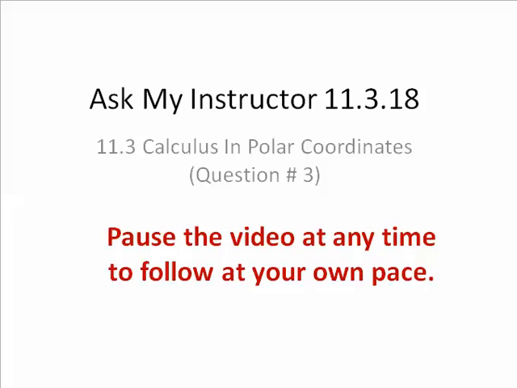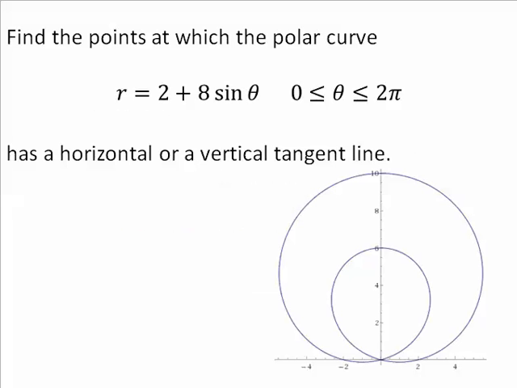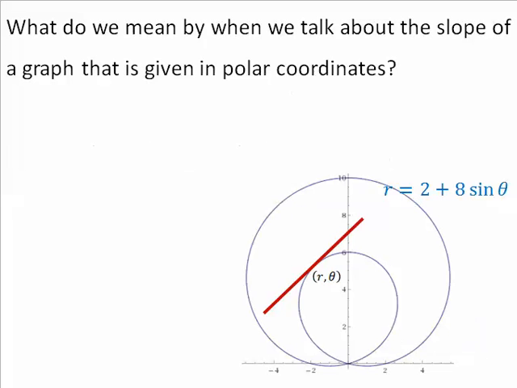Ask My Instructor 11.3.18. Find the points at which the polar curve has a horizontal or a vertical tangent line. Notice that theta runs between 0 and 2 pi.